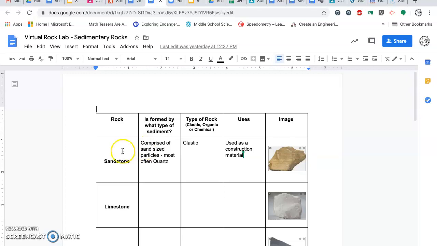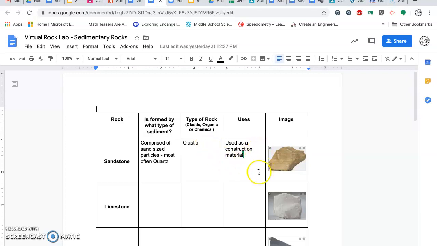And one of the things we read on that site is that one of the most abundant minerals found in sandstone is quartz. Quartz that is ground up into a sand-sized particle. It's a clastic rock, which means that it's a rock that is only comprised of particles of other rock that have been cemented together.